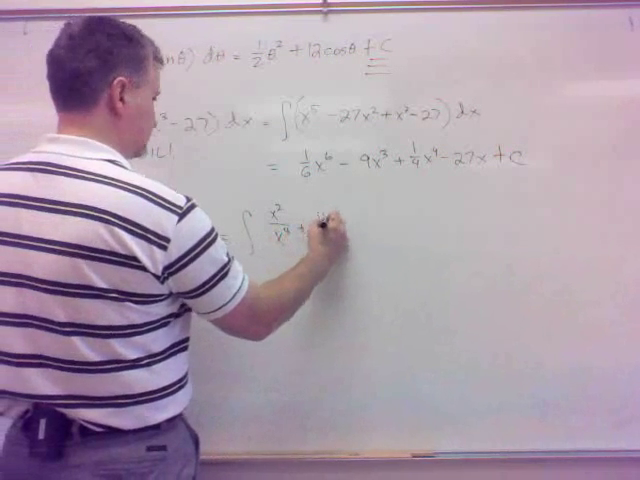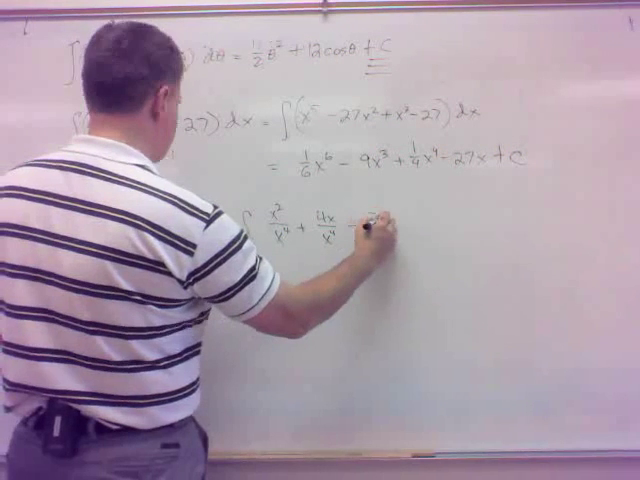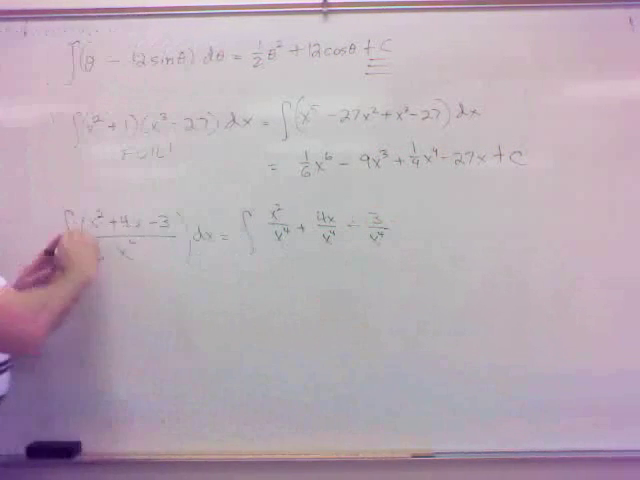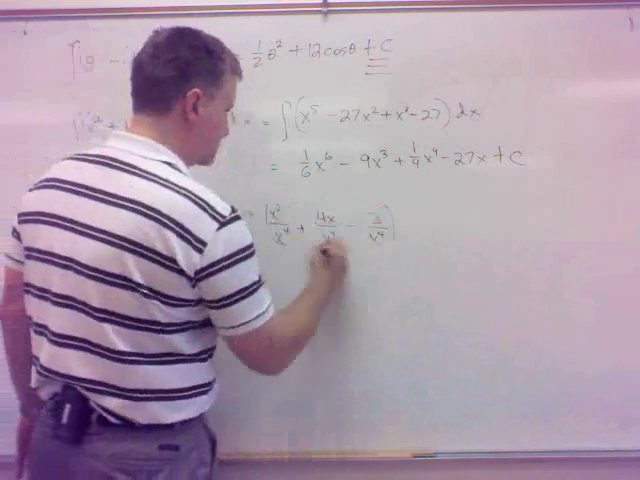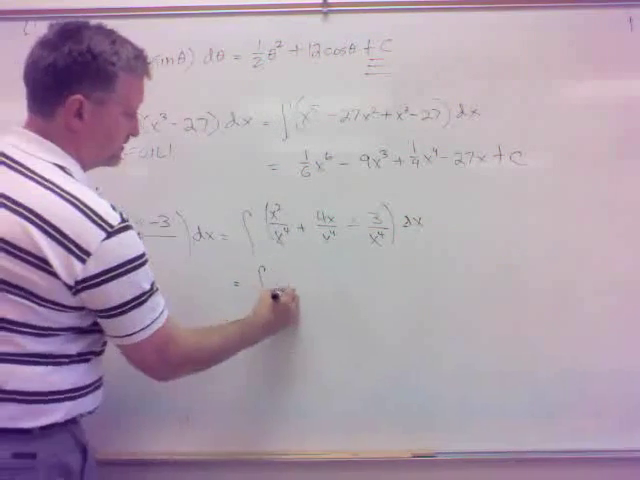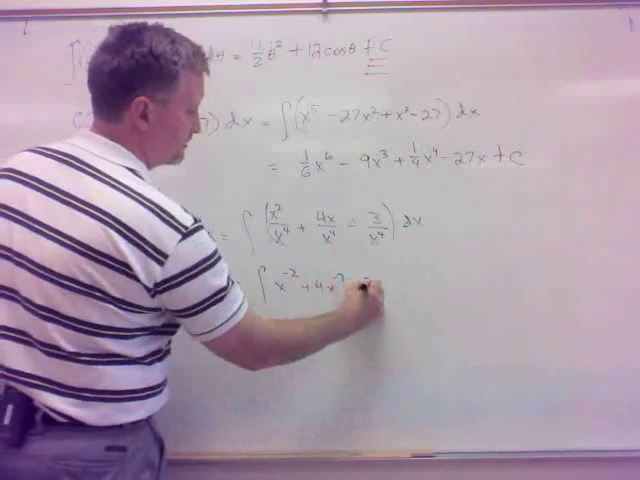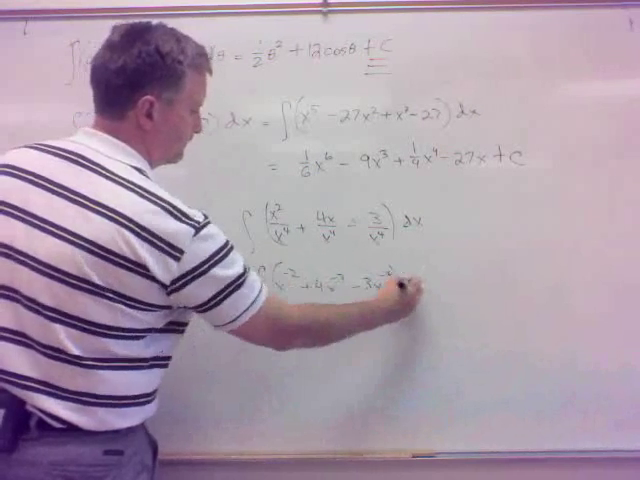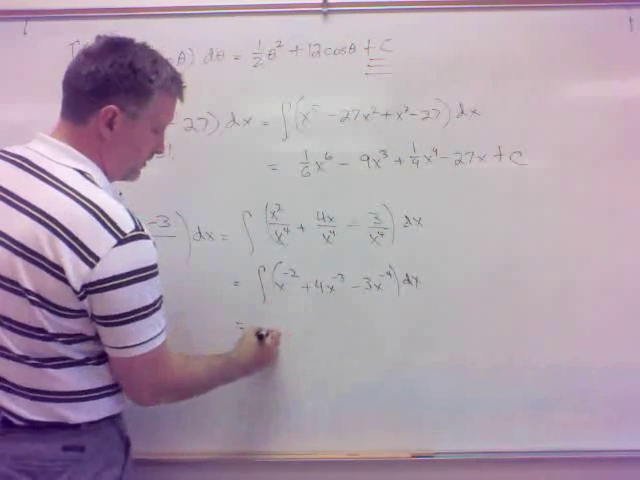Some people say change that to x to the minus 4 and then distribute it. Whatever you want to do. Just divide those separately all by x to the fourth. So you get x to the minus 2 here, 4x to the minus 3 here, and then minus 3x to the minus 4 here. Now it's just the antiderivative power rule. Add 1 and divide by that power. So what would that be?